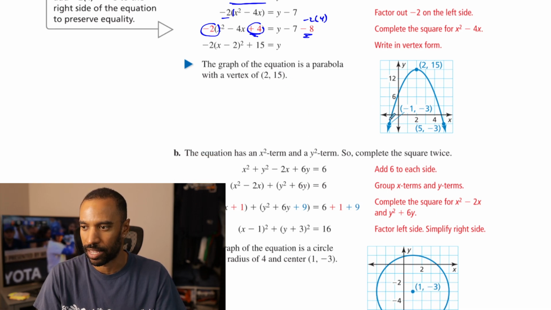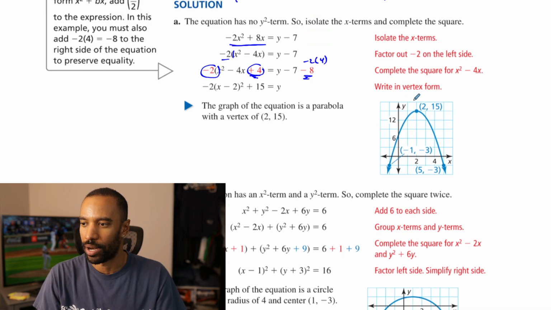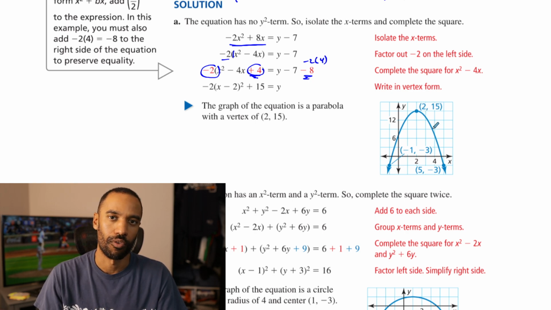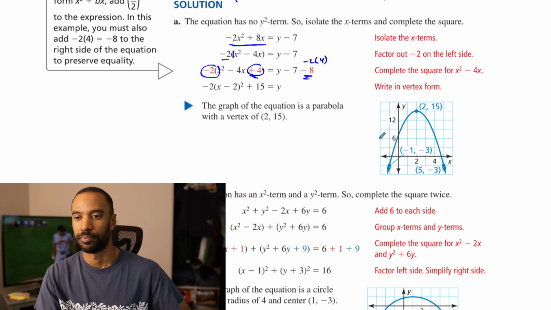I don't know what else they do from that. I guess they just plot some more points. They don't show anything else on that, but yeah, they end up plotting some more points there. So I would just use the stretch factor of 2 and go over 1 down 2, over 2 down 8, over 3 down 18, things like that.